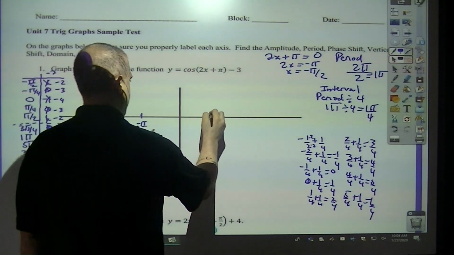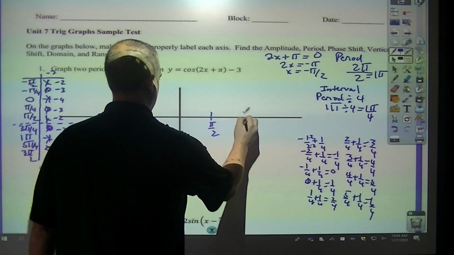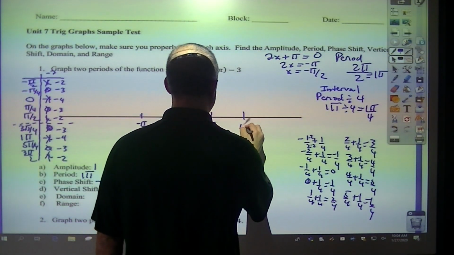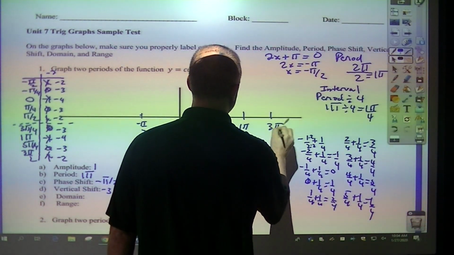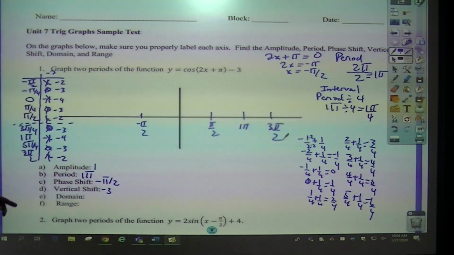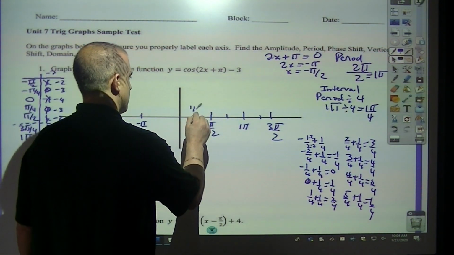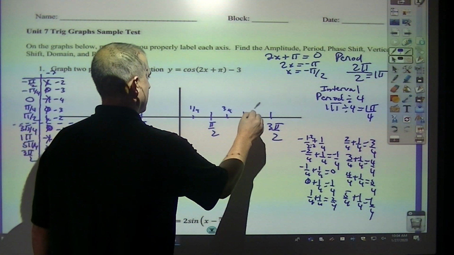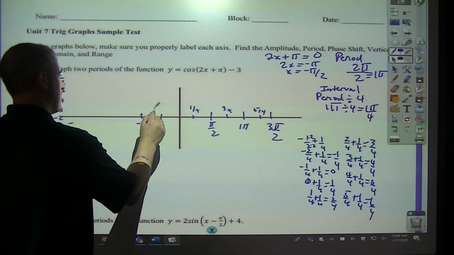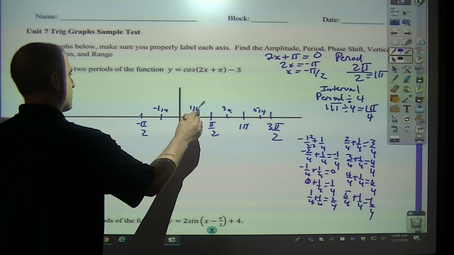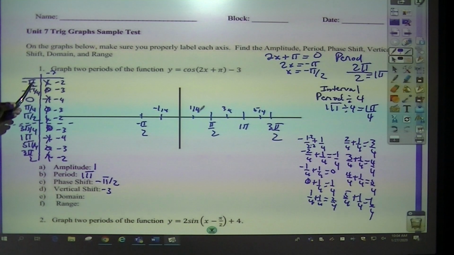All right, and then that means we're going to go pi over 2. Okay, we're going to end at 3 pi, so that's going to be 1 pi, 3 pi over 2. Now as you can see, I've got quarters in there, so let's just cut these into quarters. Okay, 1/4, 3/4, 5/4, and over here would be -1/4. All right, so we simply just have to graph it.